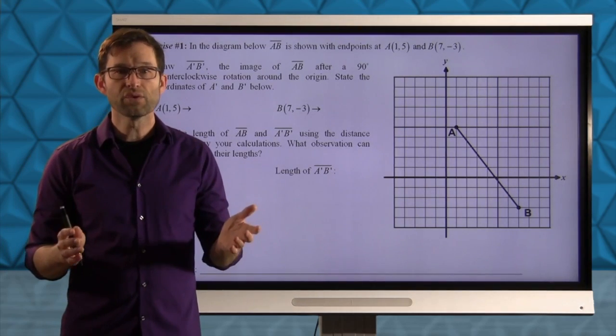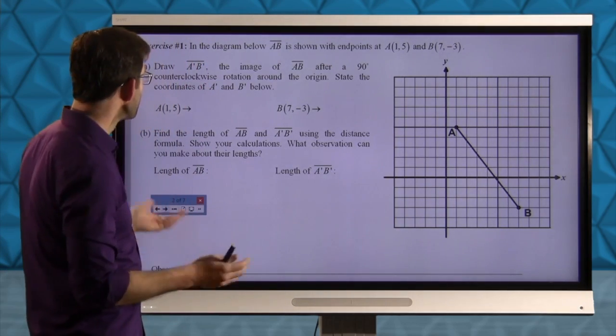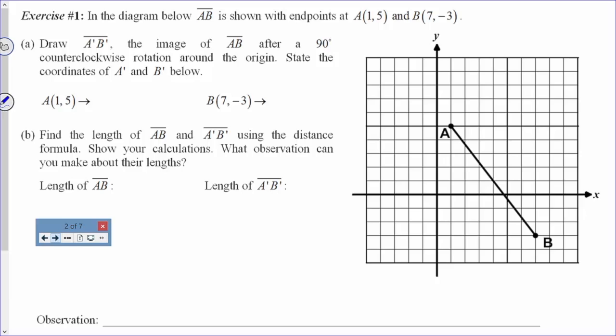All right, in exercise 1, let's take a look. In the diagram below, segment AB is shown with endpoints at A (1, 5) and B (7, -3). It says draw A prime B prime, the image of AB, after a 90-degree counterclockwise, very important, rotation about the origin. State the coordinates of A prime and B prime below.